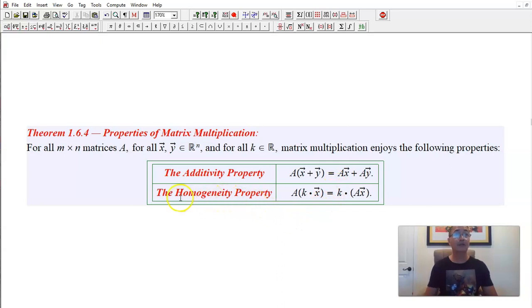And we also have the homogeneity property, where A times the quantity k times x, that's a scalar product, is k times A times x. Okay, so this A times x is a matrix product. And then when you multiply by k, that becomes a scalar product. So all you have to do is use the definition of what a matrix product is and the properties of linear combinations that we saw in section 1.1.